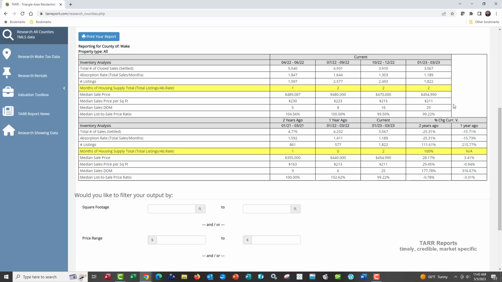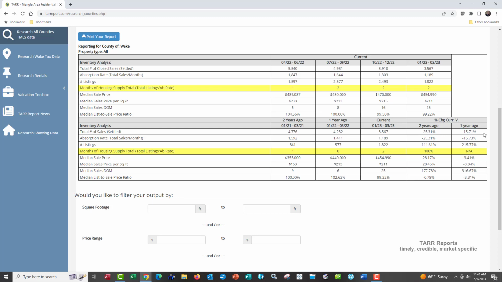So the top table gives you a feel for what is going on in the market over the most recent four 90-day periods. Now if you go down to the bottom part of the table, it's going to compare the current period with the same period one year ago, and then two years ago. And you can just see in terms of what has happened in number of sales, 4776 to 4232 to 3567. You've got percentage change columns down here.